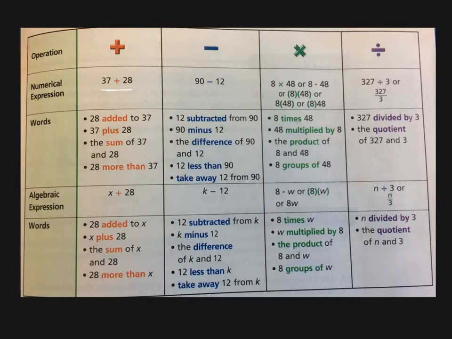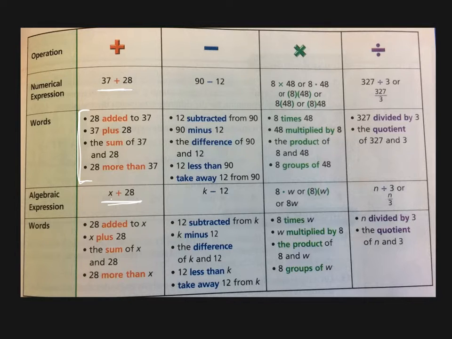So if you had a numerical expression like 37 plus 28, here are 4 different ways you could write that. 28 added to 37, 37 plus 28, the sum of 37 and 28, 28 more than 37. This could be if it asks you to do an algebraic expression. We just put that variable in there. We could say 28 added to x, x plus 28, the sum of x and 28, or 28 more than x.